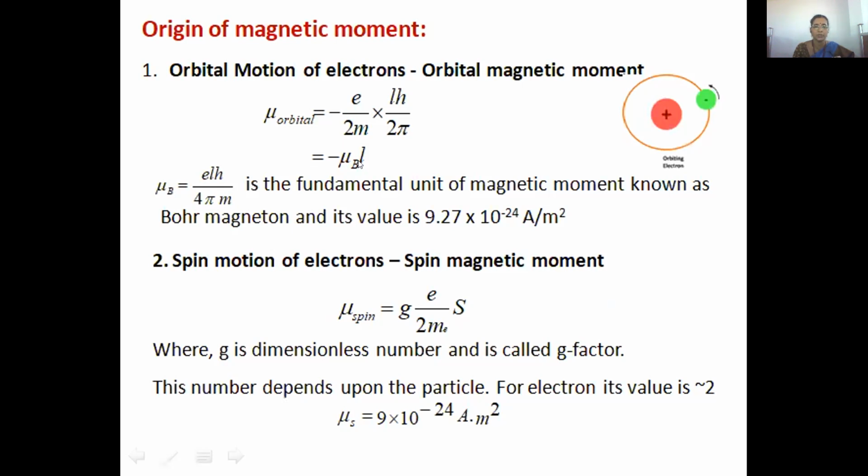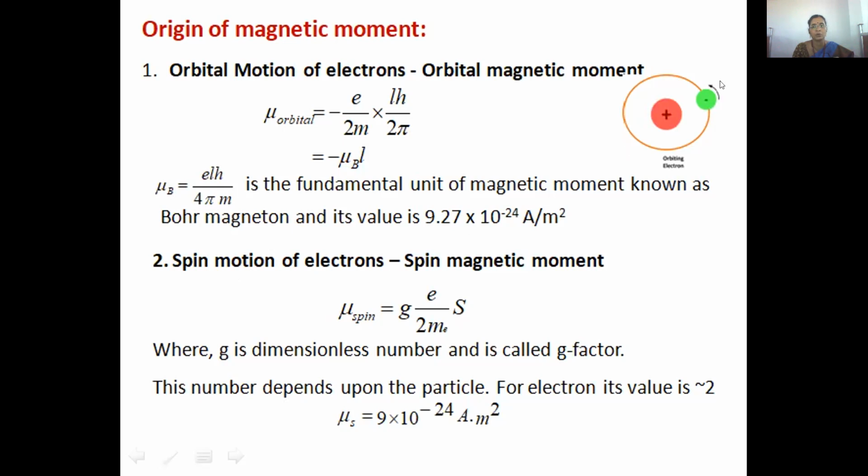Here L is the orbital quantum number and mu B is the fundamental unit of magnetic moment known as Bohr magneton. The value of it is 9.27 into 10 power minus 24 ampere meter squared. It's a constant and equals eh by 4 pi m. That is the formula for it.